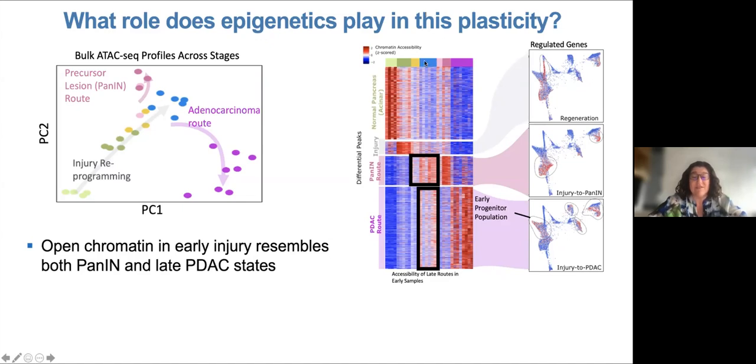But the injury state in blue up here seems to have both pannon open chromatin and advanced metastatic PDAC open chromatin. And again, these are cells 1-2 days after injury. This is very, very early on. And we already see chromatin states that resemble, and peaks that are open that we find open in advanced and metastatic PDAC.